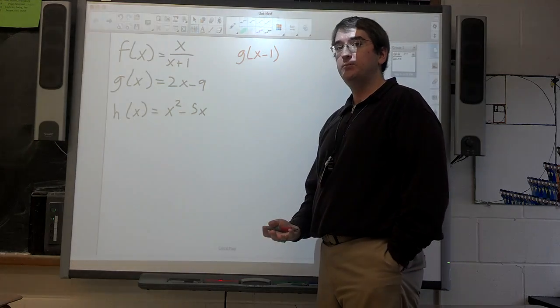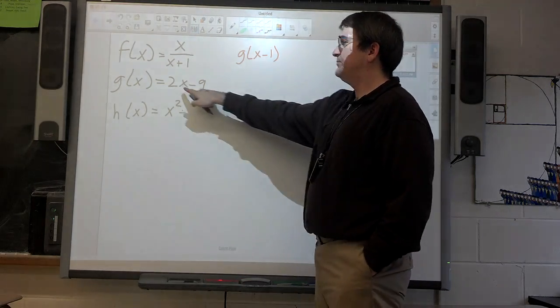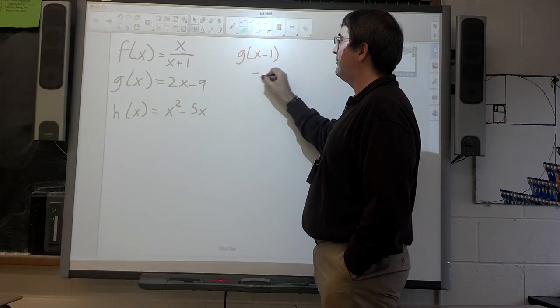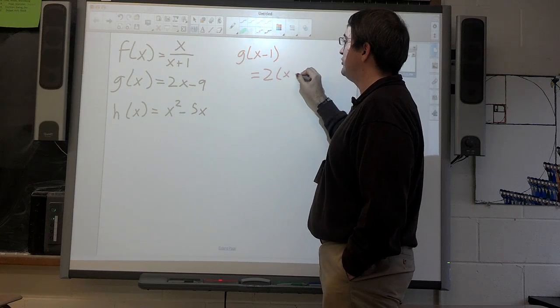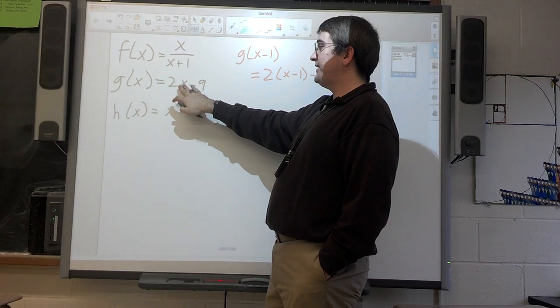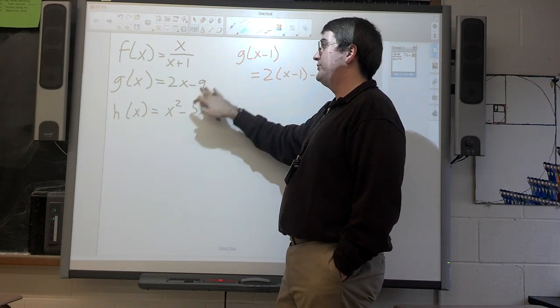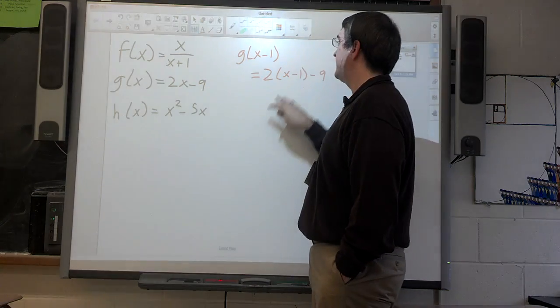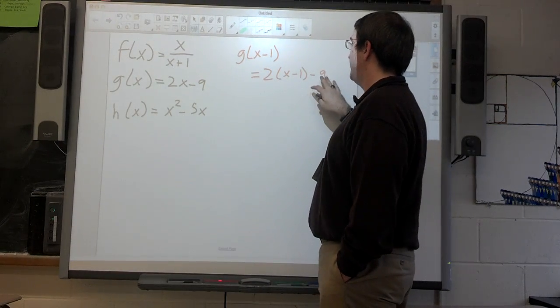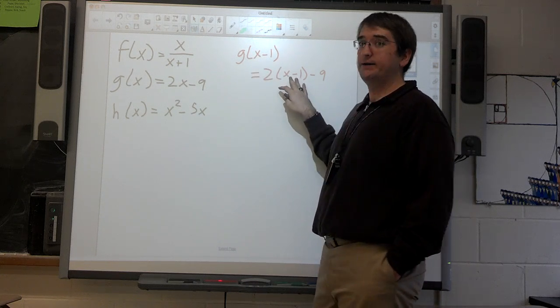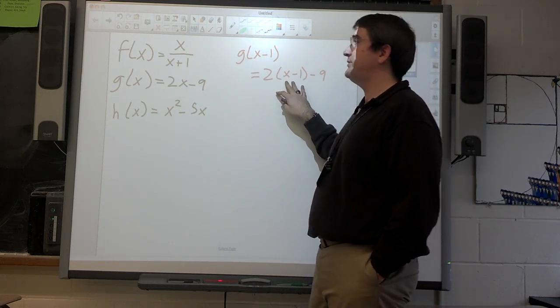Now it works the same way though. What we do is, instead of x, I'm going to say x minus 1. What you have to be careful about is that you put that into parentheses, because what this equation is saying is that I'm taking x, I'm multiplying it by 2, and then I'm subtracting 9. So whatever the input value for x is, that's what gets multiplied by 2, and then subtracted by 9. And if x minus 1 is the input, then it's the entire x minus 1 that's getting multiplied by 2.